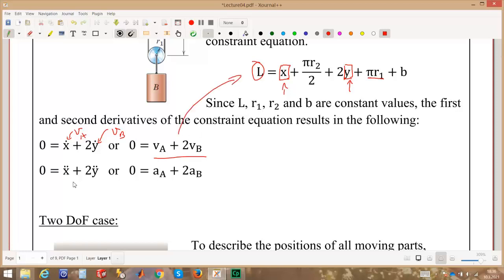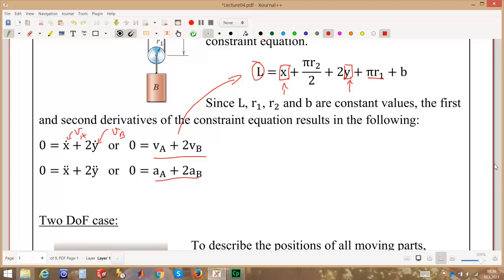If you take one more derivative of that, you'll find the acceleration equation that is relating the acceleration of particle A to particle B. So we get this information of the relationship between these two particles that are in constraint motion.